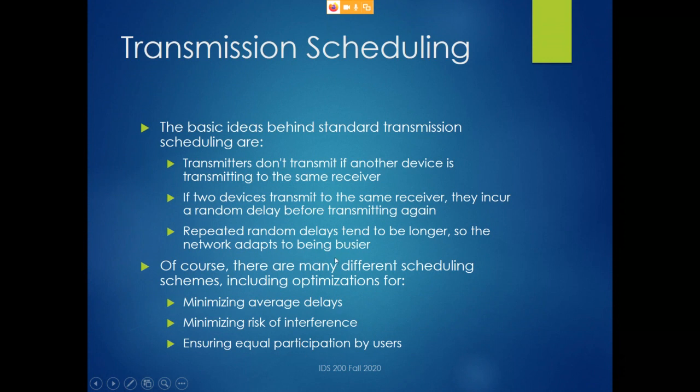Okay, so again, transmission scheduling schemes are basically a way of having devices take turns transmitting so that you can have an orderly regulation of traffic in the network. Just like cars on the road, they follow the signs, they follow the traffic signals. Yeah, same kind of idea.